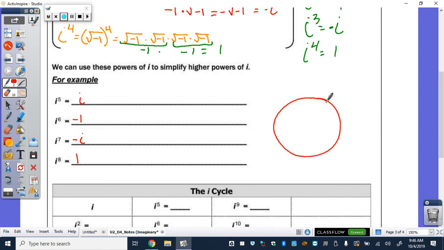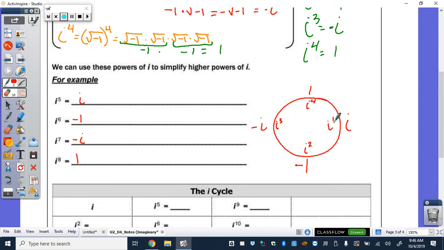Draw yourself a little clock there. That's i to the first. This one is i squared, which is negative 1. This one's i to the third, which is negative i. And that's i to the fourth, which is 1. So again, it goes through this pattern always, always, always. So my i to the fifth means that it goes through all the way to the fourth power, and then it goes again one more, and that's why it ends up being the same as i to the first.